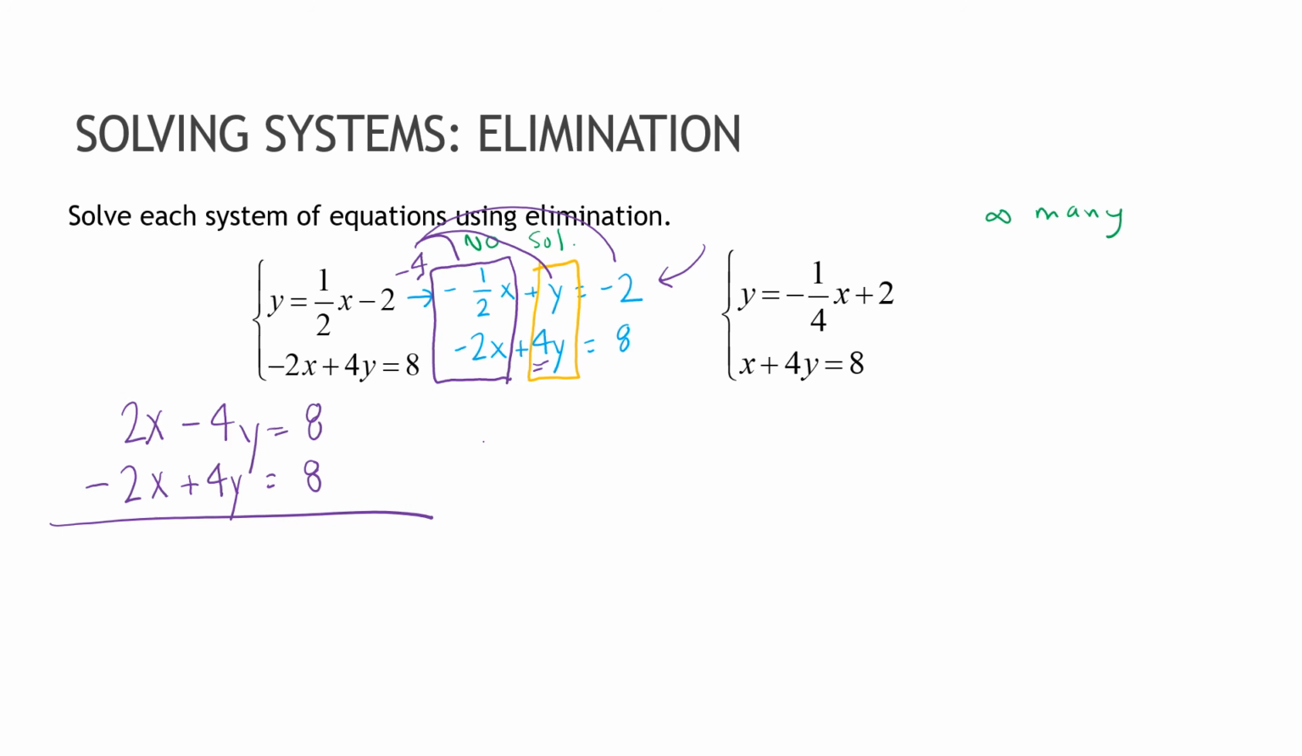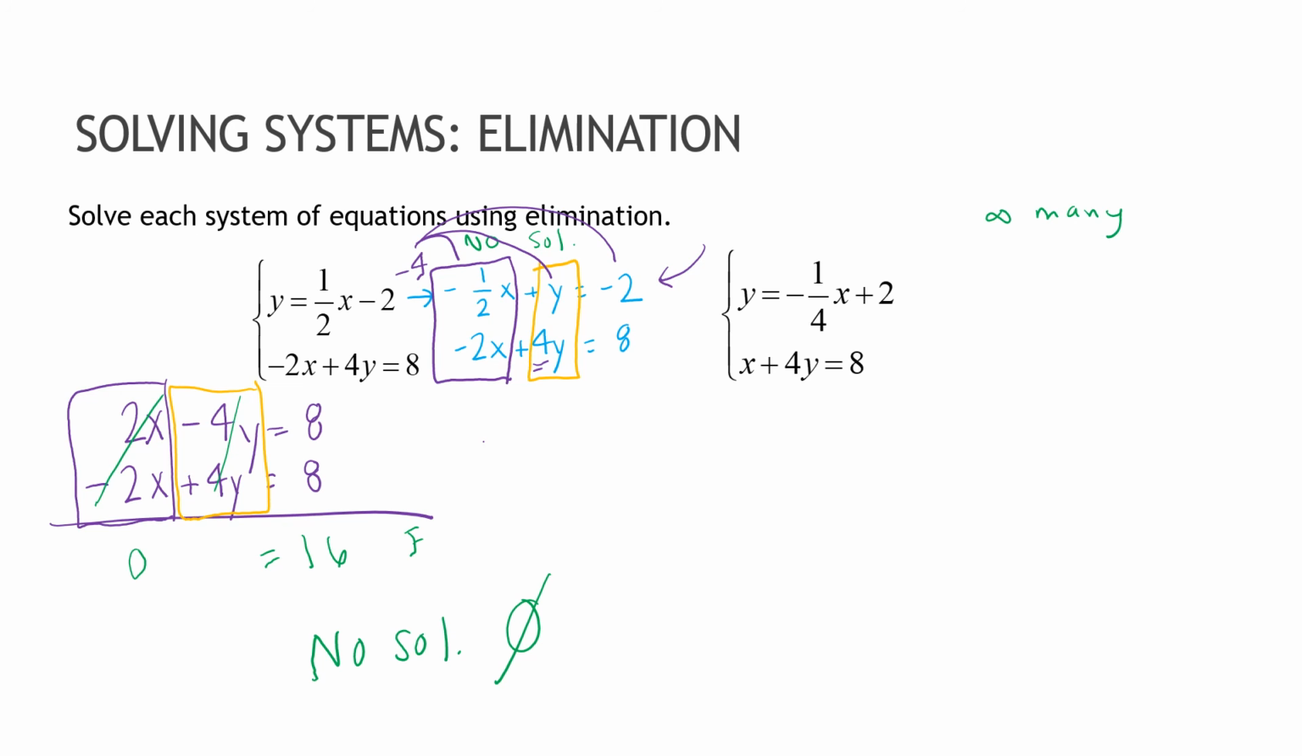And now, if I look at those columns, I have same number, opposite sign, and same number, opposite sign. So what's going to happen here is I'm going to end up with 0 equals 16, which again is false, which is where we get no solution or the empty set.